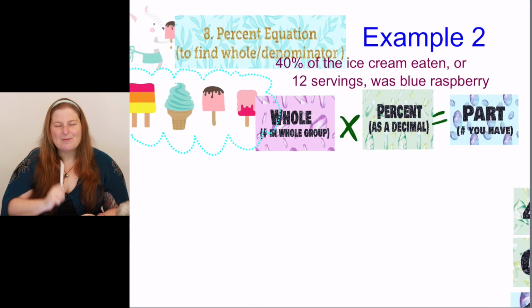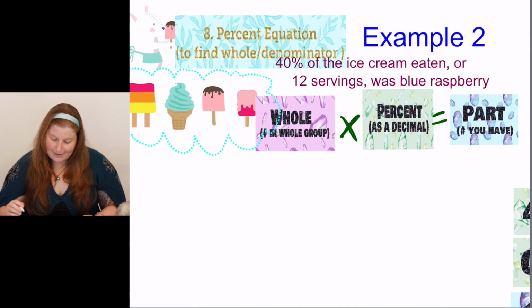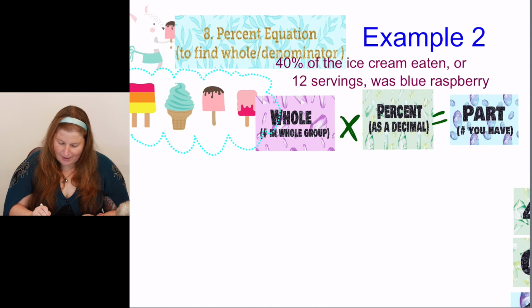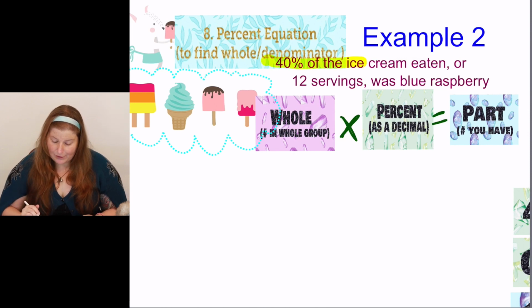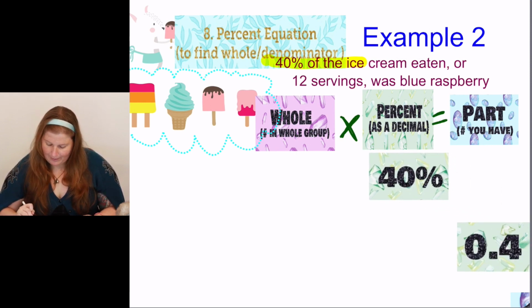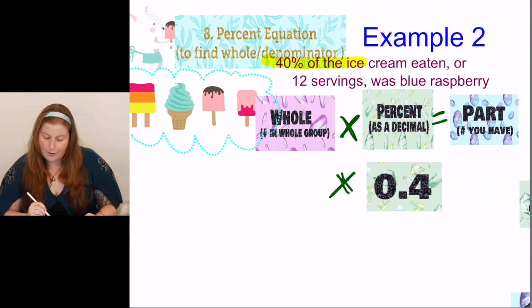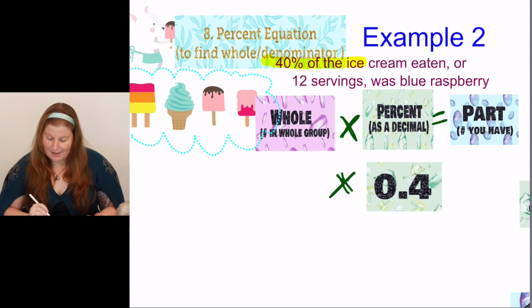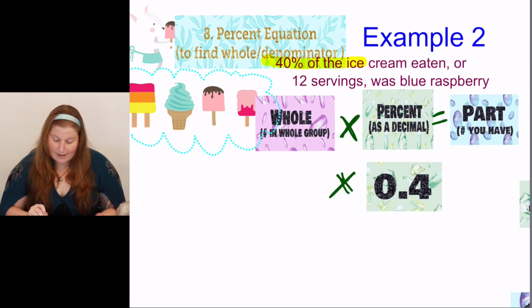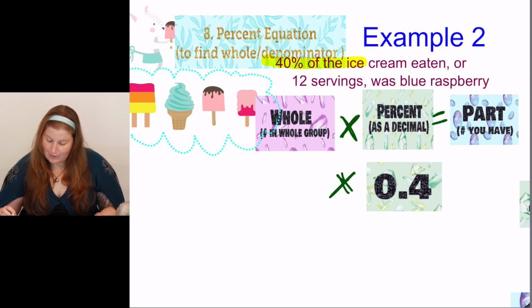Unpause. Welcome back. Let's check your answer. So we know in this example, the first piece of information it gives us is that we have 40% of the ice cream that was blue raspberry. So our percent today is going to be 40%. We know to write that as a decimal. It's 0.4. We also know that the blue raspberry was equal to 12 servings. Now that's not equal to the whole number of ice cream that was eaten. That's equal to the part that was eaten that's blue raspberry.